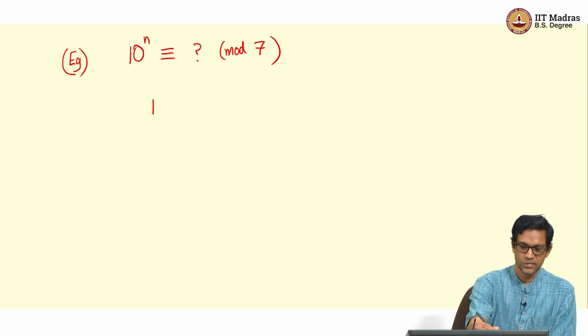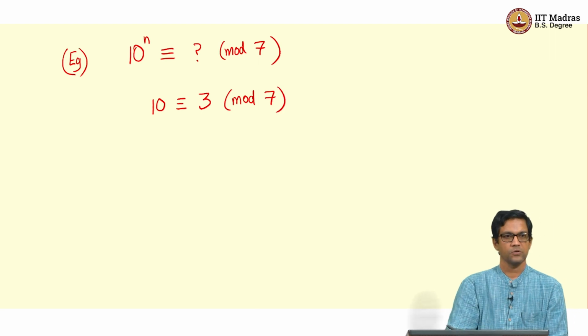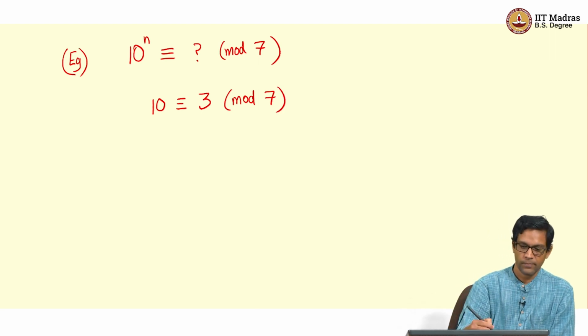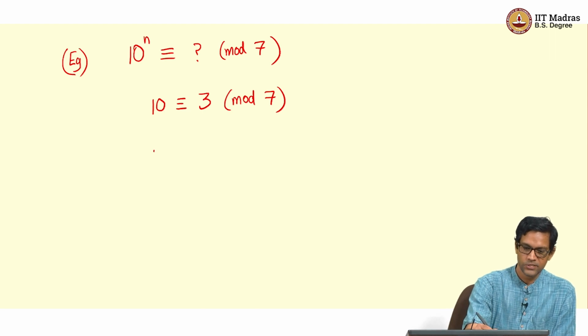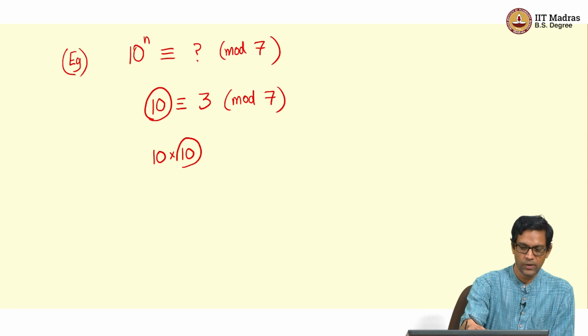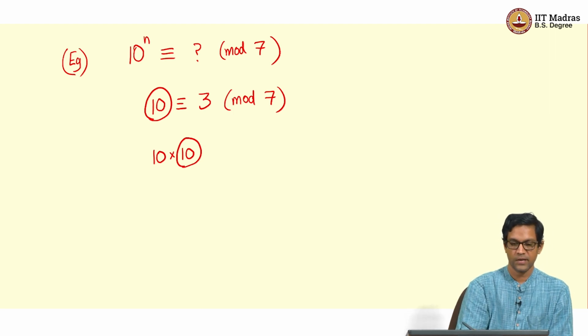What we know is this: 10 itself is easy to calculate, 10 on division by 7 gives a remainder of 3. So, 10 is congruent to 3 mod 7. Now, I am interested in finding out what 10 squared is congruent to. In other words, I know what 10 is congruent to, and I want to multiply 10 by 10 and ask what that number is congruent to.